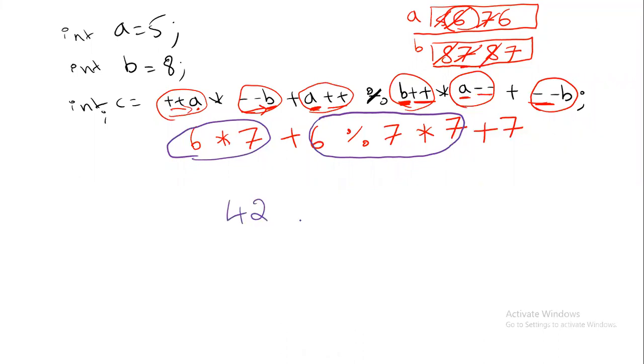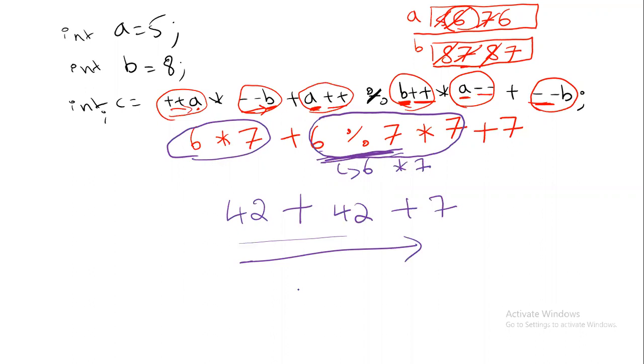Plus operator as it is. What is 6 mod 7? Yesterday I told you, if the numerator is smaller than the denominator, the answer is the numerator only. That's why 6 mod 7 answer is 6. Then again 6 into 7 is 42. Then plus 7 is there. From left to right I have to solve. 42 plus 42 is 84. 84 plus 7 is 91. So our answer will be 91 if we solve this.